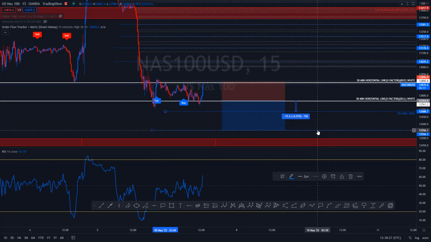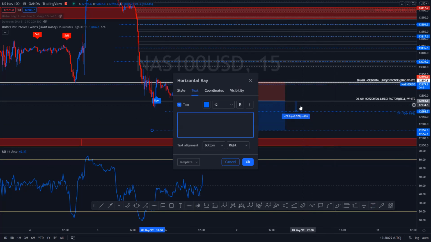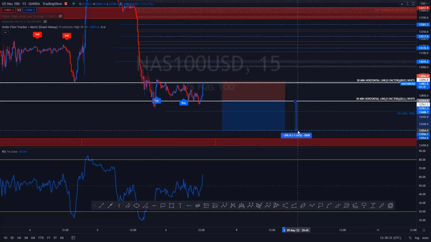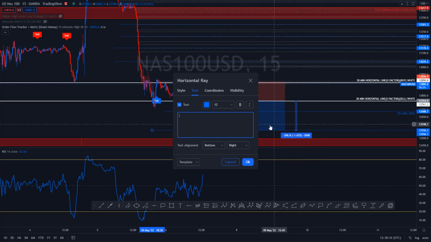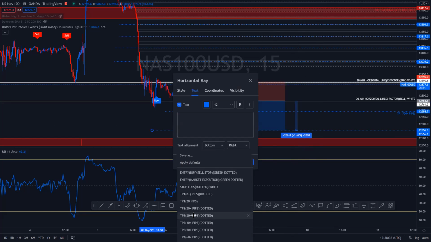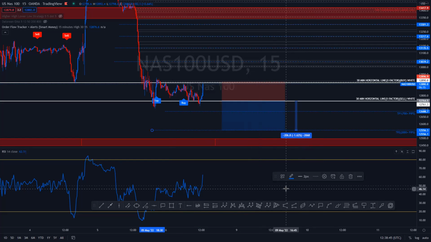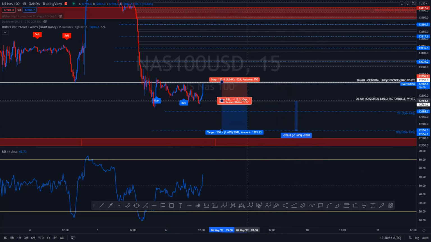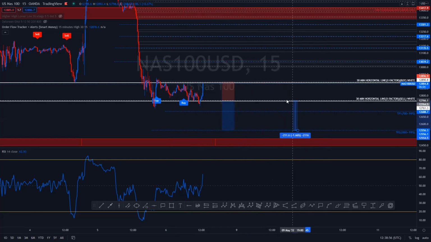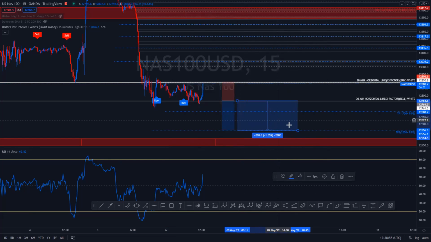And then bring this down. TP2, 2,000 plus pips. All right. And that's going to be set for the sell.